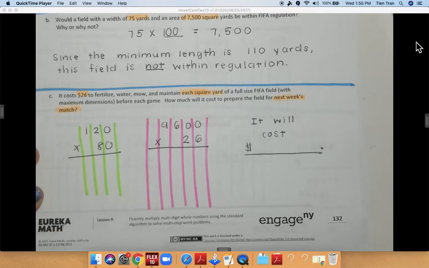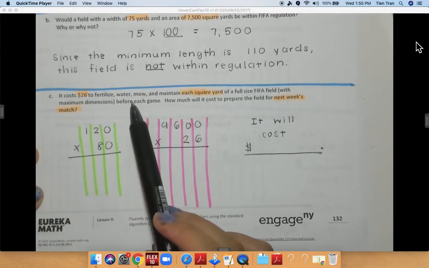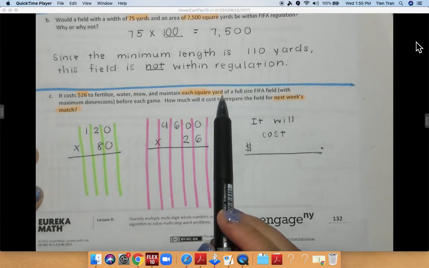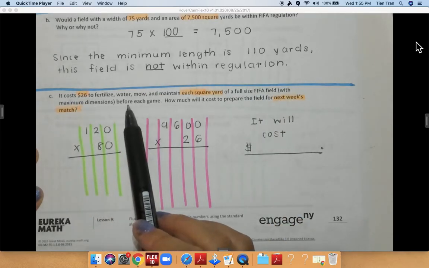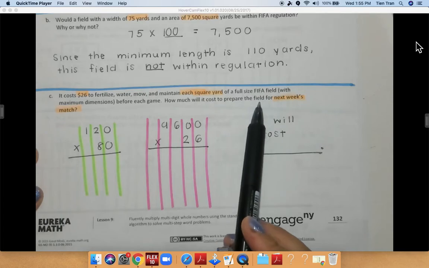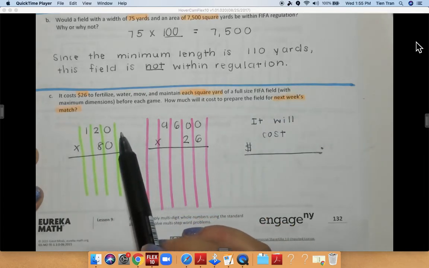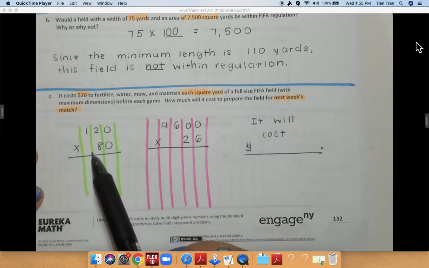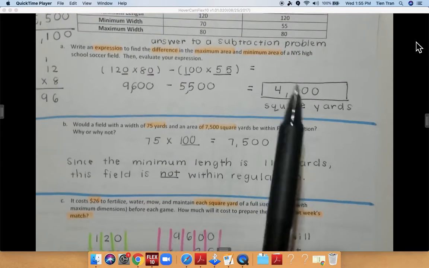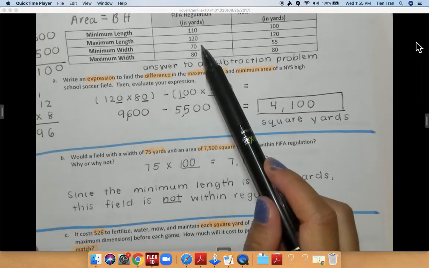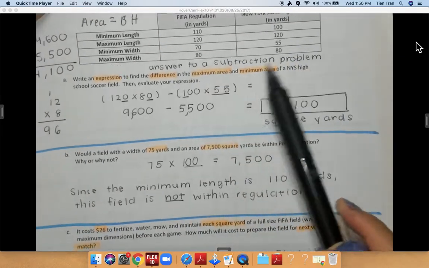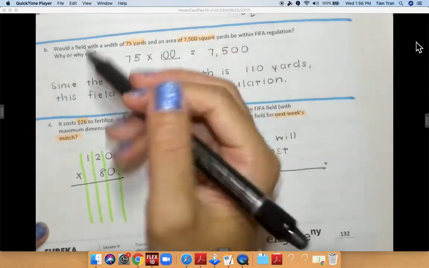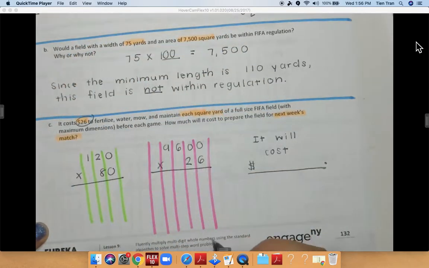Now for problem C, it costs $26 to fertilize, water, mow, and maintain each square yard of a full-size FIFA field with maximum dimensions. Before each game, how much would it cost to prepare the field for next week's match? So 120, we're going to multiply that times 80 in order to figure out how much square yard. So that's what we're multiplying right here. We have 120 times 80. And on this side, we are going to later on multiply it times 26, based on $26 to fertilize.